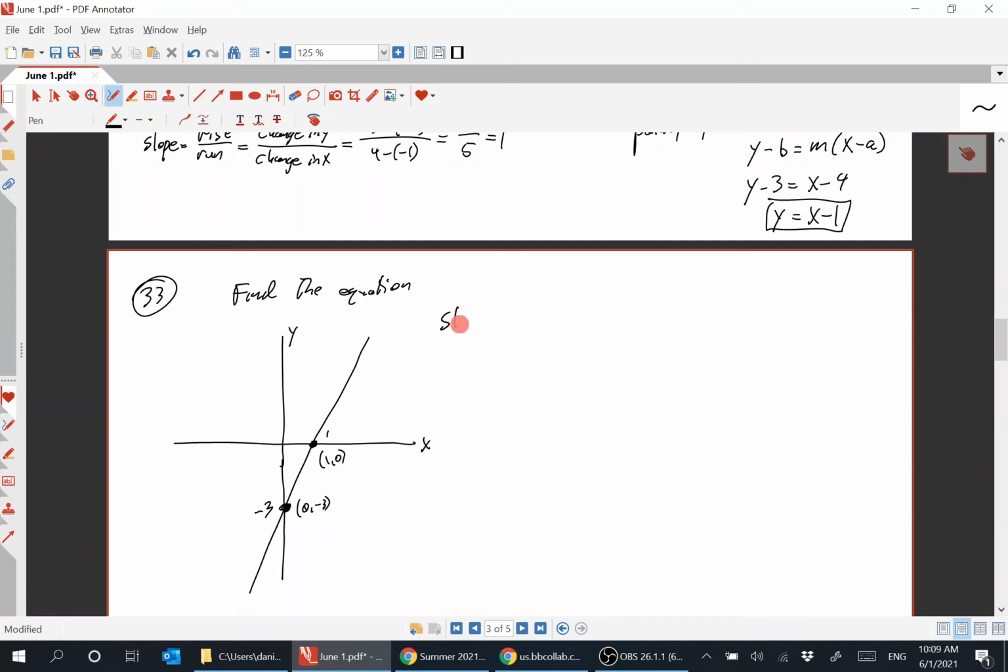So to do that slope calculation, change in y over change in x, it's 0 minus negative 3 over 1 minus 0. So that's 3. So slope of 3. So you can do the slope-intercept form. y is equal to 3x minus 3. Slope-intercept form because you're given the intercept.